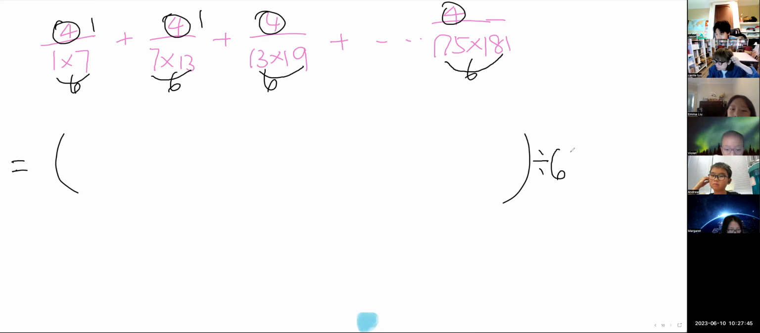Now we just do the same we know. 1 minus 1 over 7 plus 1 over 7 minus 1 over 13 plus 1 over 13 minus 1 over 19 and plus all the way to 1 over 175 minus 1 over 181. Get it, Andrew? Okay, so now the middle one is gone. So it's just a 1 minus 1 over 181 divided by 6 and times 4. So the answer is 180 over 181 divided by 6 times 4.